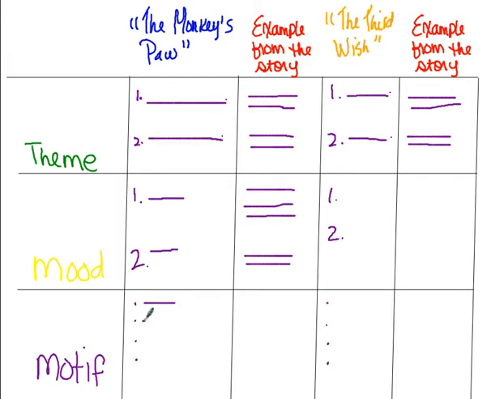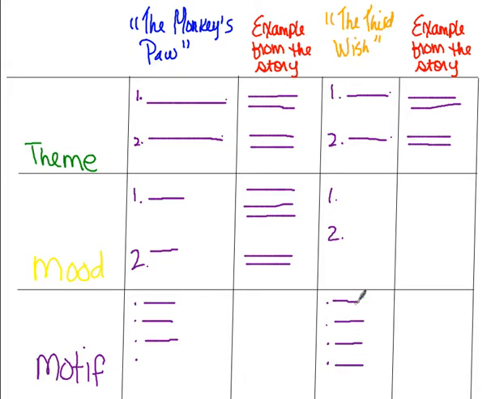And then over here we came up with the number 3. We came up with magic and the supernatural. We came up with metamorphosis, and we also came up with helpful, grateful animals. So it looks like this graphically shows you there are more examples of story motifs in the third wish.